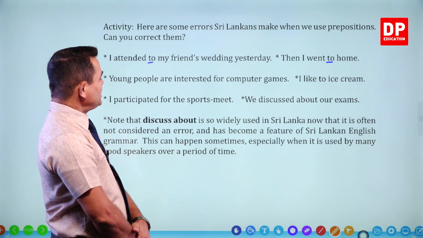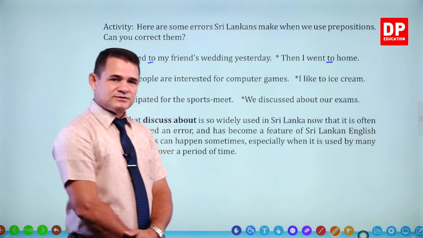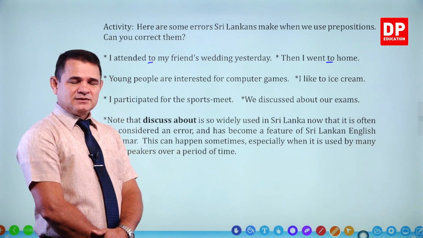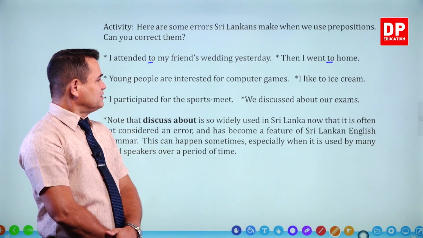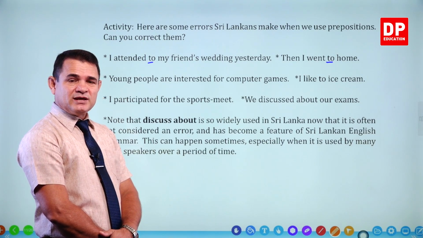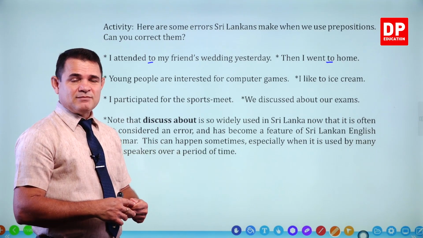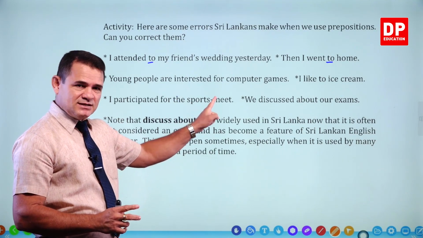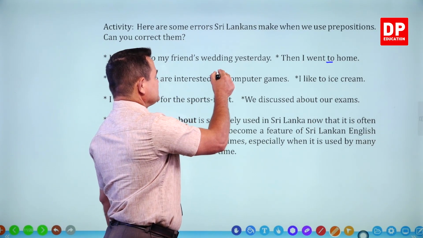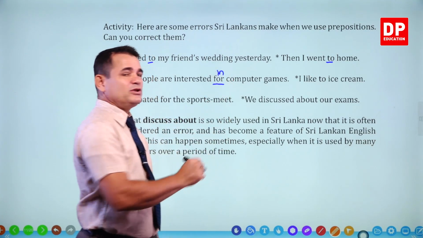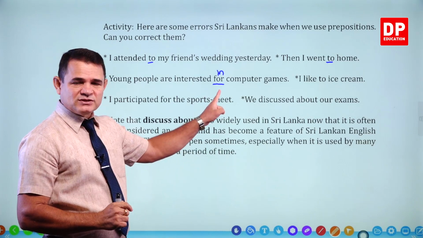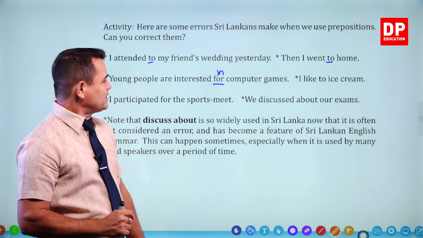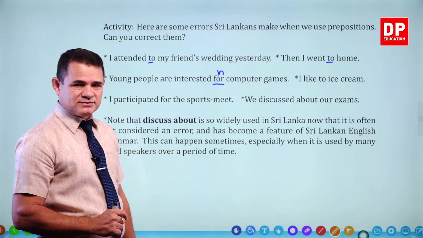And young people are interested for computer games. තරුණ කට්ටිය computer games වලට interested for. කැමතිලු, ආසයිලු. So what is the mistake? අන්න එතකොට interested එක for නෙමෙයි එන්නේ. Interested in. Wrong use of preposition. වැරදි preposition එක භාවිතා කිරීම මෙතන තියෙන්නේ. This is wrong. Interested in computer games.